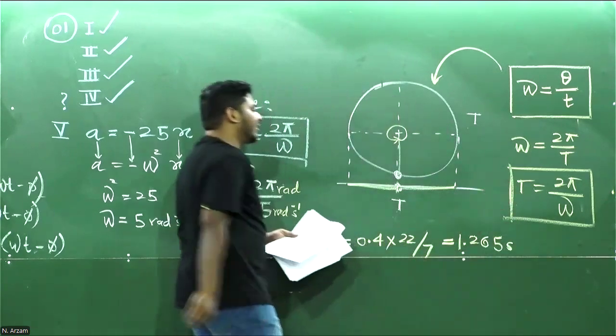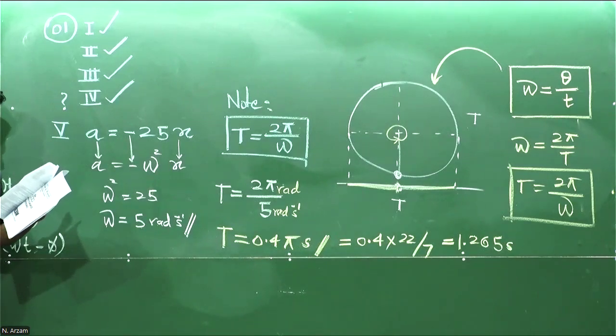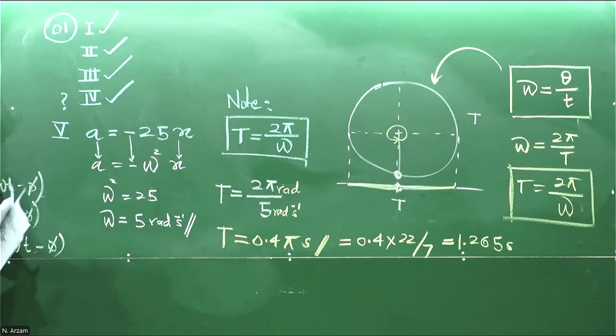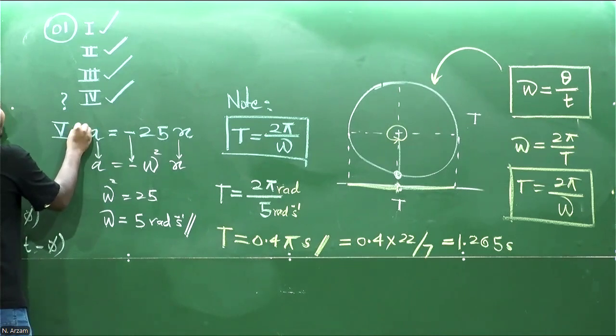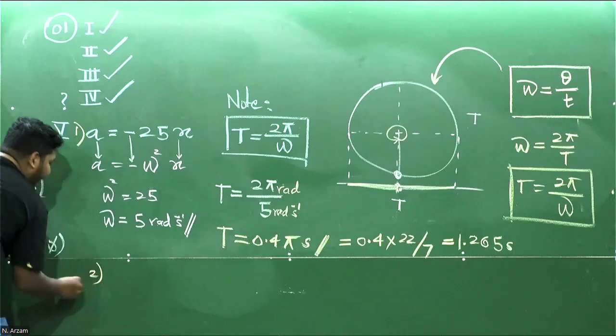Okay, right. So this is T, 1.265 seconds. What about the next question? They are asking for the frequency as well, right? So here, how we found the omega and the T here. The second one is frequency.